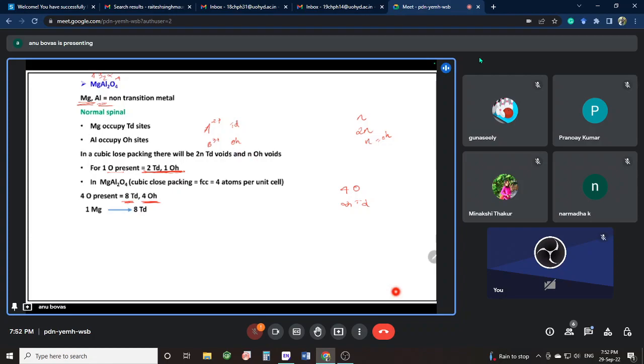So among the 8 tetrahedral voids in MgAl2O4, 1 Mg is present, right? So 1 Mg will be present in 8 tetrahedral voids. Therefore, the fraction of tetrahedral sites occupied will be 1 by 8. Similarly, in MgAl2O4, 2 aluminium atoms are there. 2 aluminium atoms are present in 4 octahedral voids. So what will be the fraction of octahedral voids occupied?